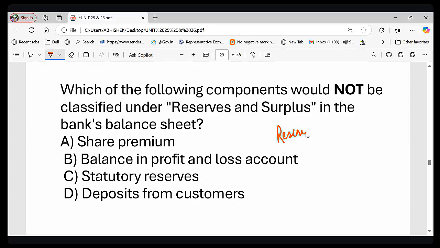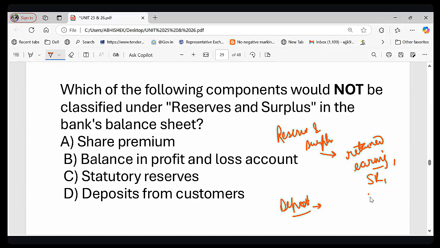One section is called reserves and surplus. This includes the bank's retained money, the bank's retained earnings, right? And the other part is the deposit. Deposit represents the customer funds held by the bank, right? So reserves and surplus includes retained earnings, statutory reserves, share premium, and profit and loss balance, right? So the correct answer to this question is option D, deposit from the customer. Yes, option D is the correct answer. Deposit from the customer is not included in the reserves and surplus.